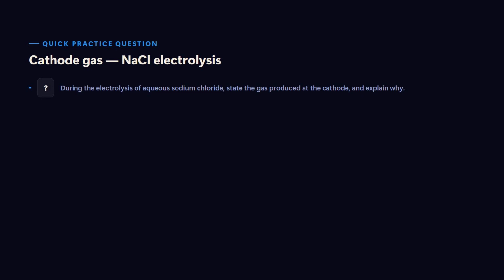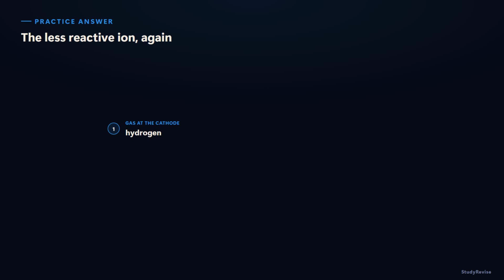Quick practice first. During the electrolysis of aqueous sodium chloride, state the gas produced at the cathode and explain why. Hydrogen. Hydrogen is less reactive than sodium, and in aqueous electrolysis, the less reactive ion is the one discharged at the cathode. The sodium ions stay dissolved in solution.